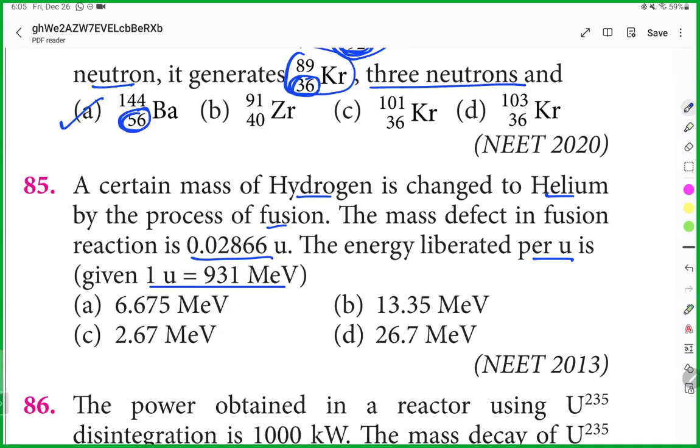So 26.7 mega. 26.7 will be the value. But remember, they are asking per unit. So you will divide by 4 for helium. Correct? You will divide by 4. If you multiply, the value will be 26.7. We already did. Then divide by 4 per nucleon. This per unit means per nucleon.